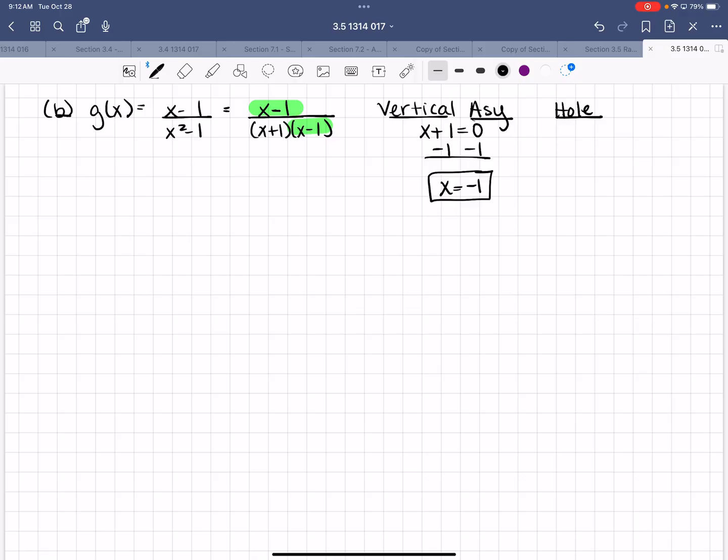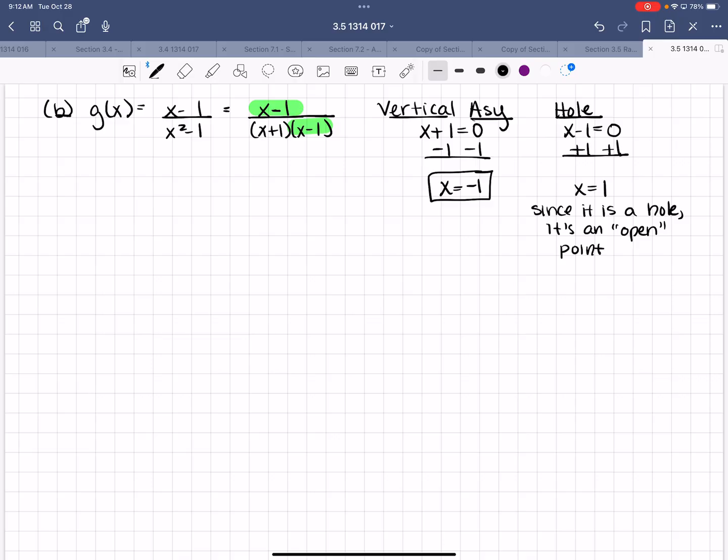We've got x minus 1 becomes a hole, okay? If I add 1, that's going to give me x equals 1 is where the hole occurs. Now, since it's a hole, it's a point, okay? Since it is a hole, it's kind of like an open point.